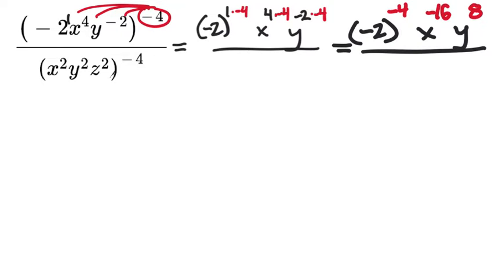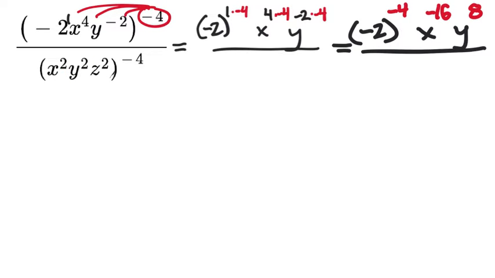Okay, now you could technically right now just move these two bases, the -2 base and the x base, to the denominator, which would change those exponents into positive. I'm not going to do that because we still have other parts of the denominator to deal with right here, right?